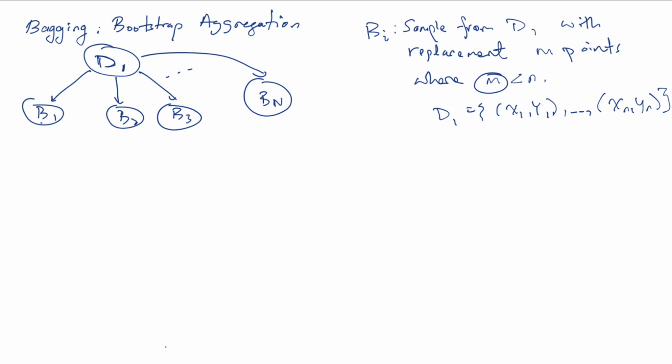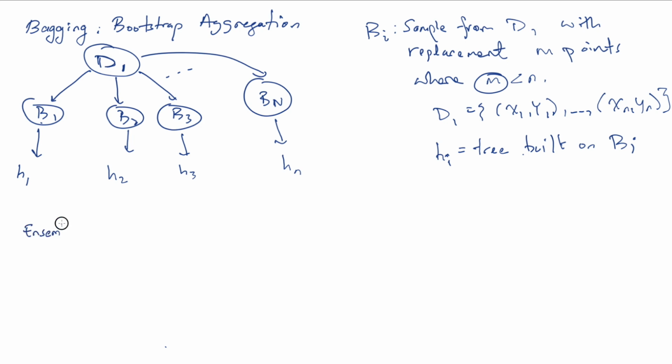that I explained earlier. And then from the B1, I'm going to build my first tree, H1. So Hi is a decision tree built on the data in Bi. So every bootstrap sample I'm going to build a decision tree on. Okay, and then my ensemble is my bagging classifier.